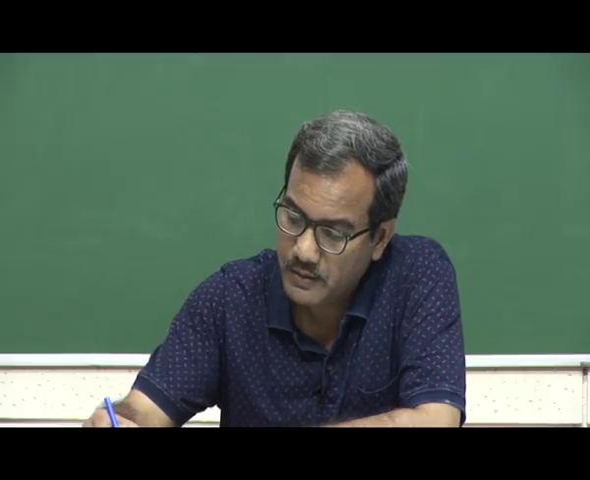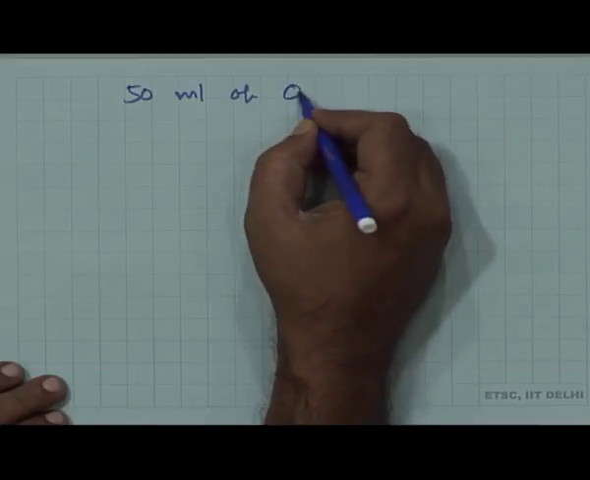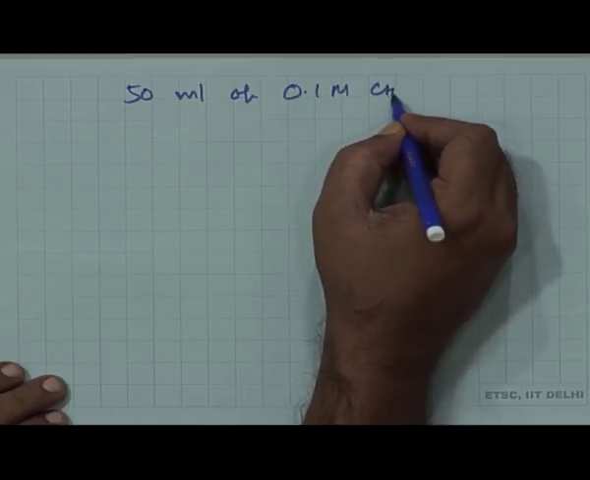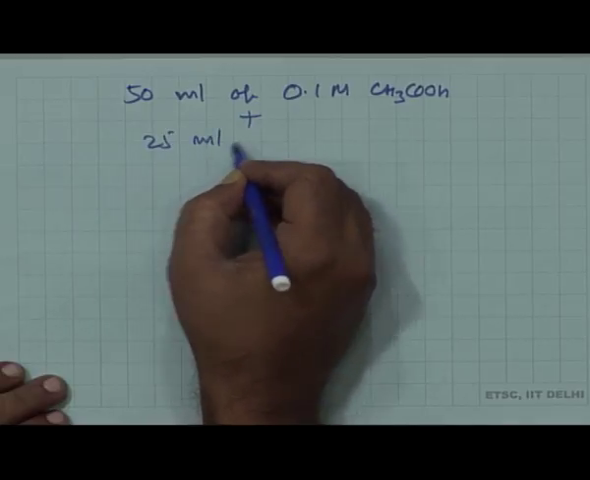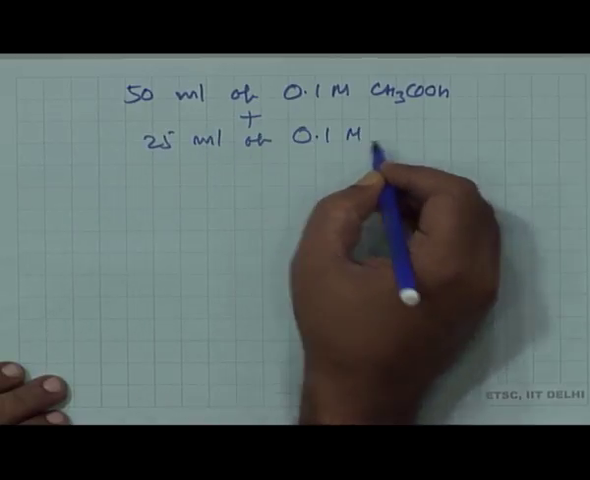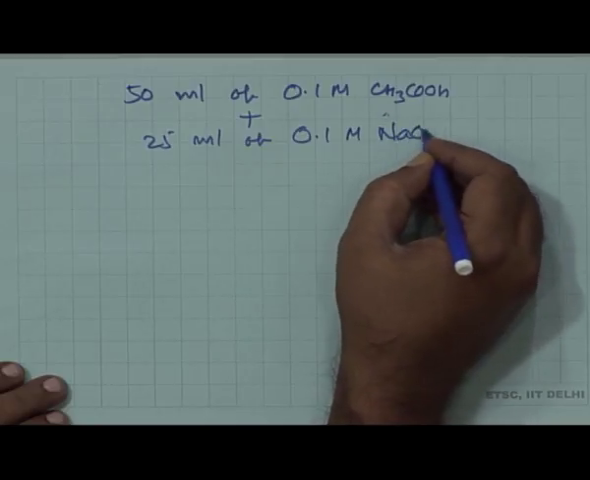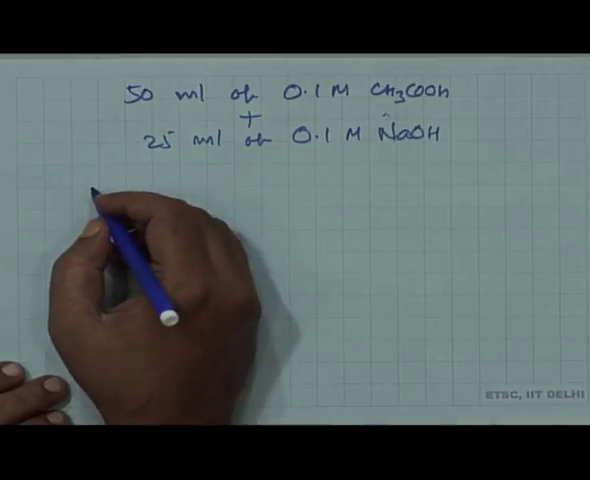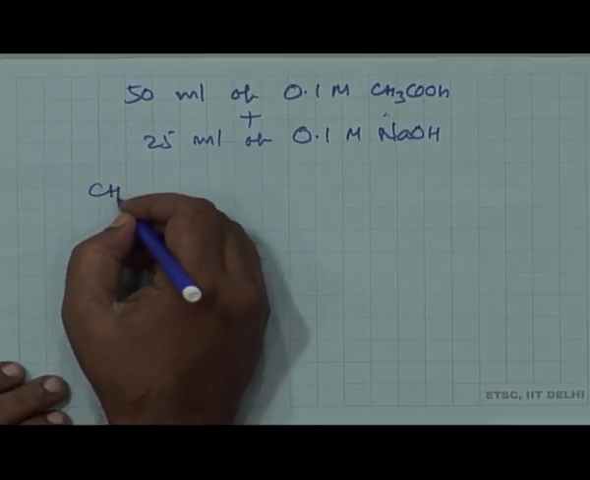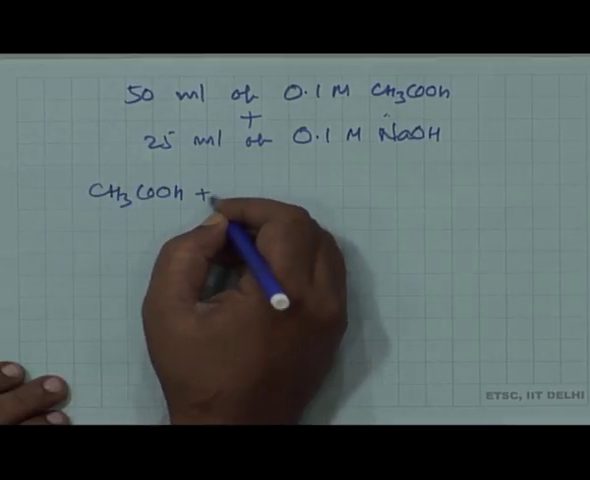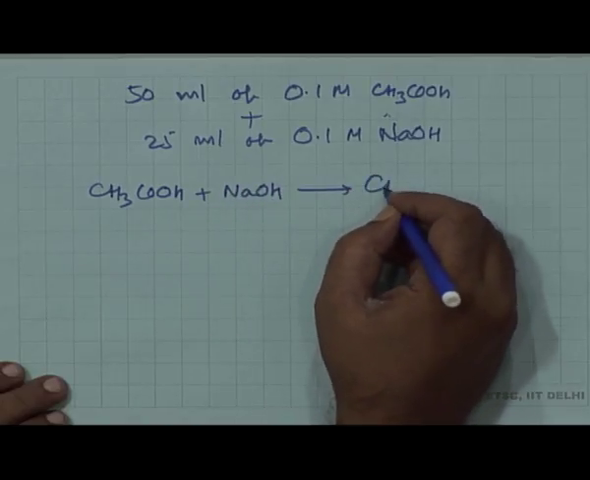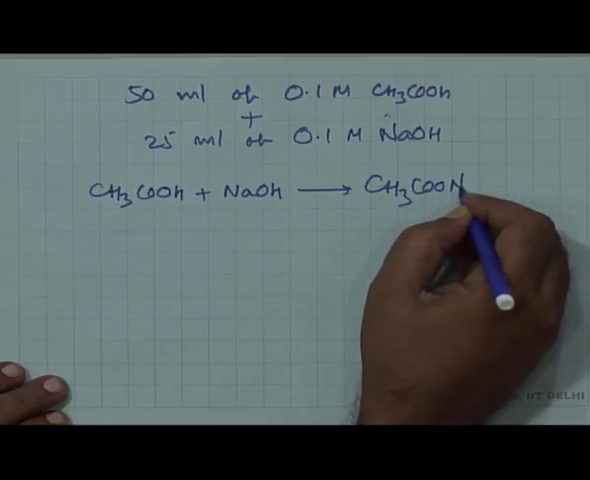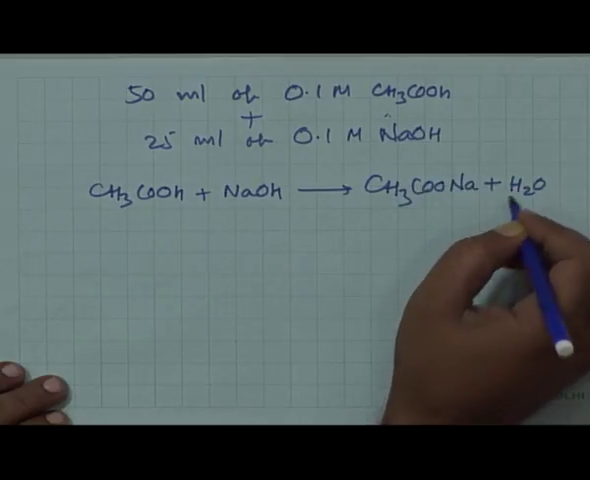Now, take the case when, in the 50 ml of 0.1 molar acetic acid, we had added 25 ml of 0.1 molar NaOH. Again we will do the same calculation. We have CH3COOH plus NaOH, a neutralization reaction will happen and you will get CH3COONa plus H2O.